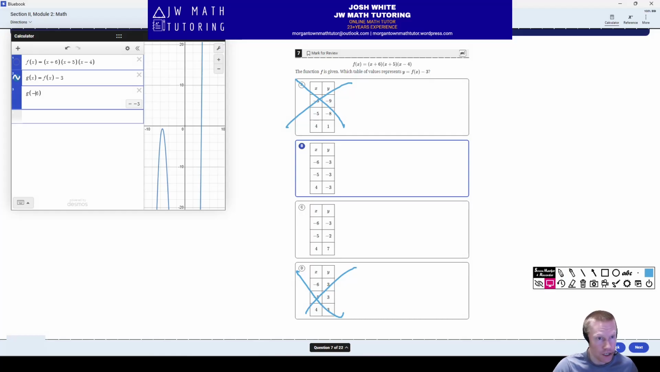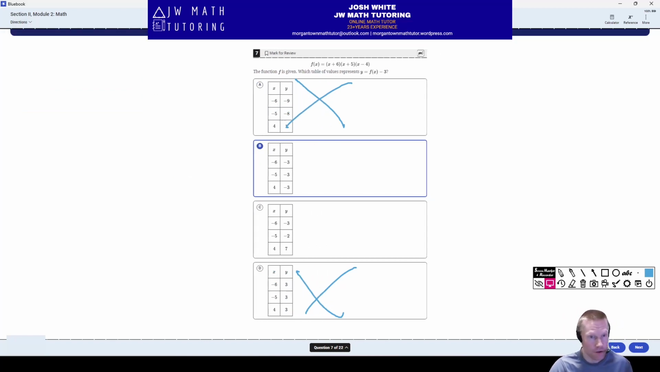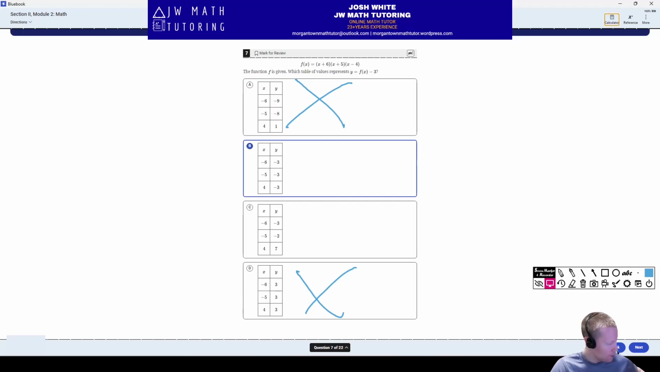So if you check g of negative 5, it's also negative 3. Okay, that confirms that it's letter B and not letter C. Okay, so that's how you could do the entire thing in Desmos, and it doesn't take that much longer than the approach I took by hand.